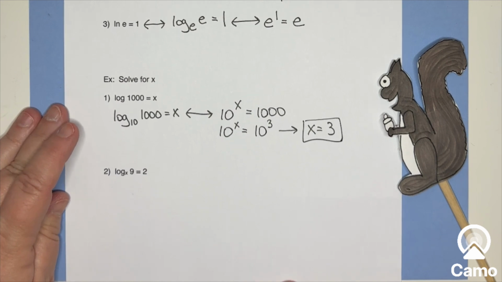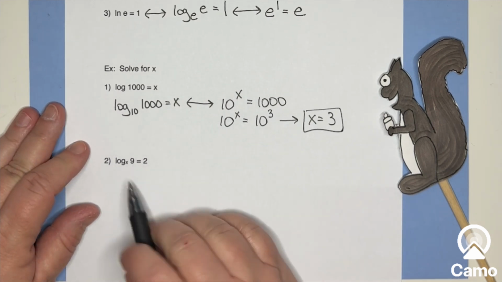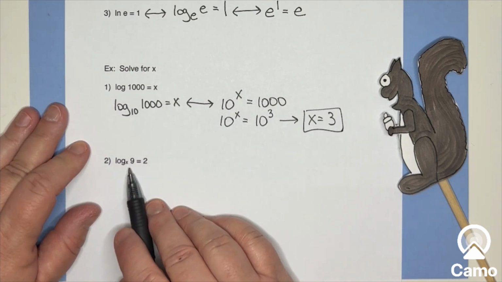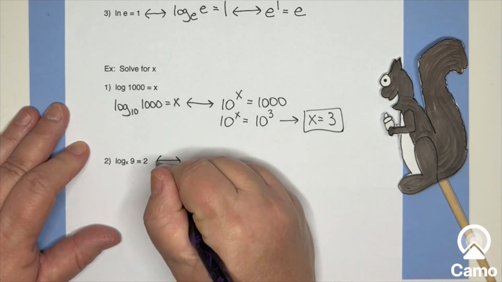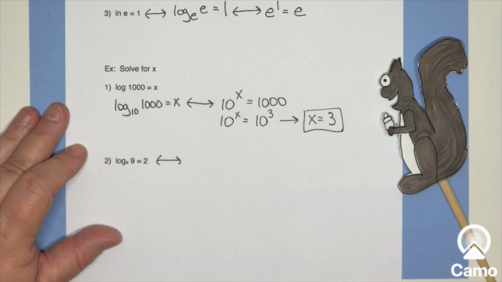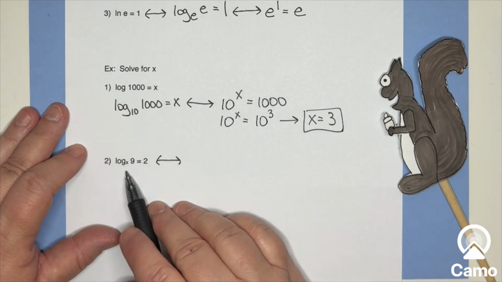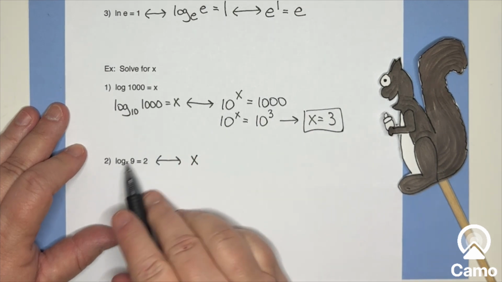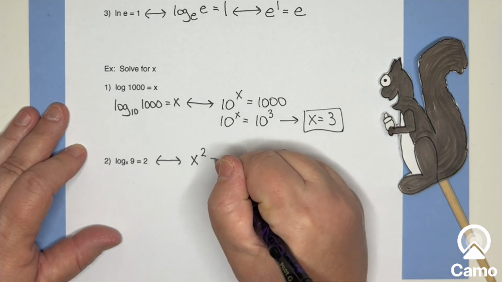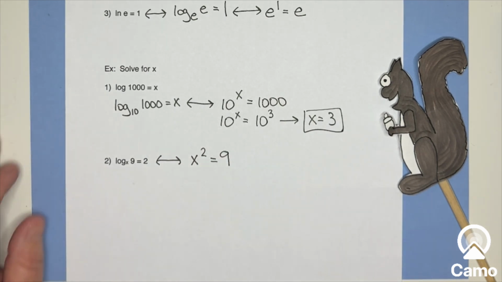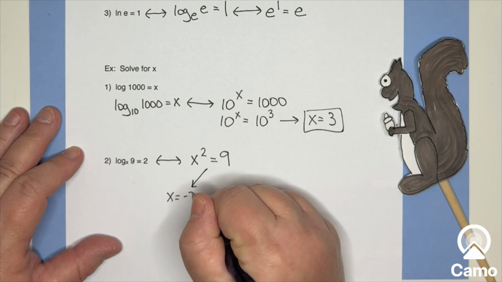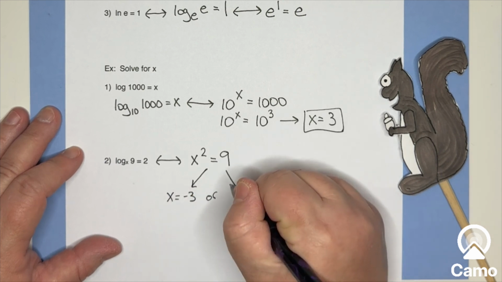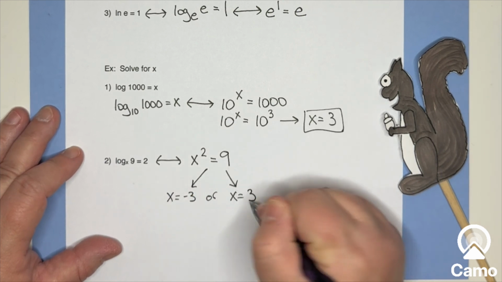Okay, let's do another one. Log base x of 9 is 2. Now you may already have a good idea about this one, but let's go ahead and convert to exponential form. Start with the base, that's x. Go across, x squared is 9. Now, x squared is 9, there are two answers, right? Either x equals -3 or x equals 3.